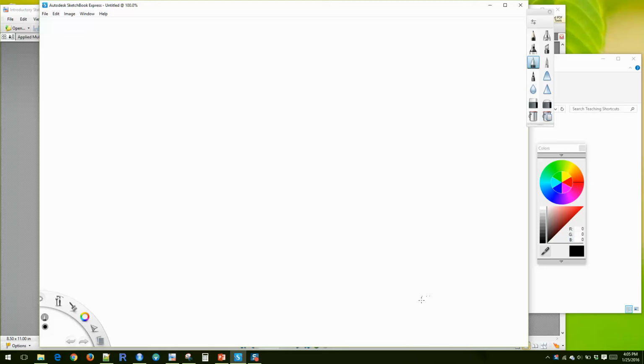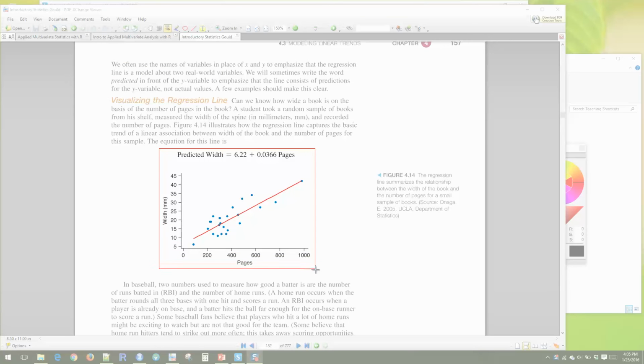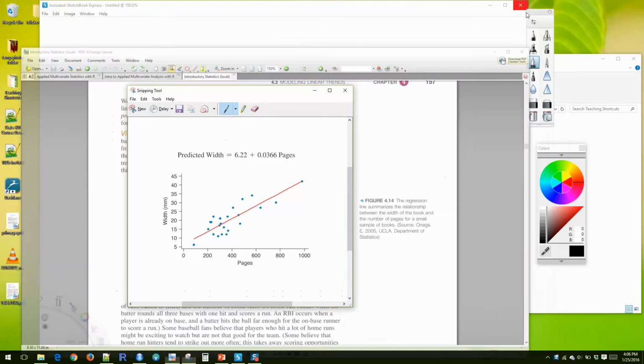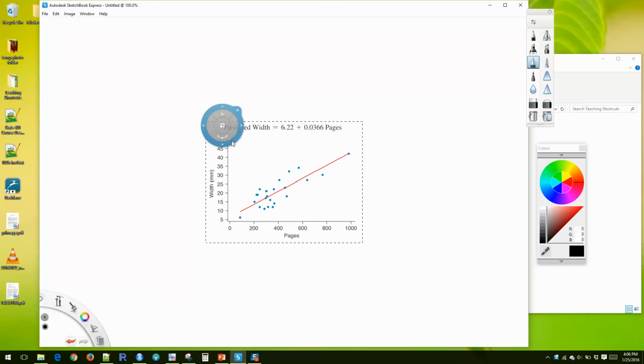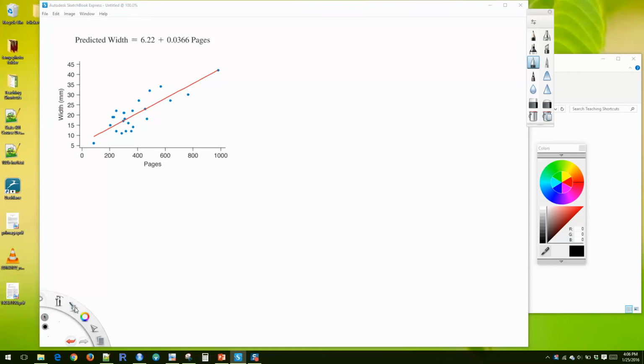Okay, so today we're going to wrap up chapter 4, and so let me just talk a little bit about how this works here, okay? So chapter 4 is all about relationships between two numeric variables. And we said we can fit a trend line to the data, okay? And so in this case, we are using the variable pages to predict the width of a book, right?